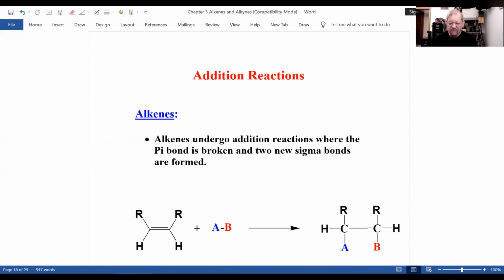I see a question. Question for alkynes, can you use cis-trans? And the answer is no. They're linear, straight across. Because it's trigonal planar for a double bond, you can have cis-trans, but a triple bond is like my pen here, straight across. So no, you can't have cis-trans, and that's a good question. Thank you for asking that.